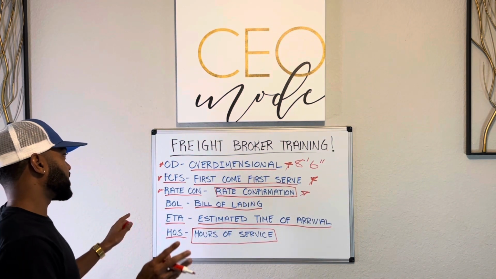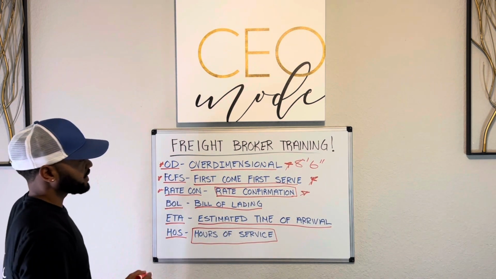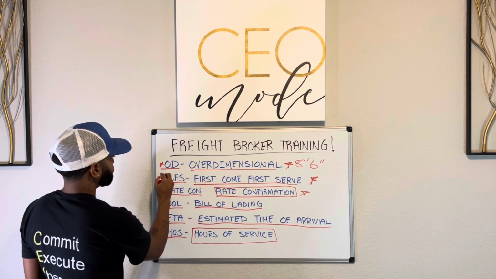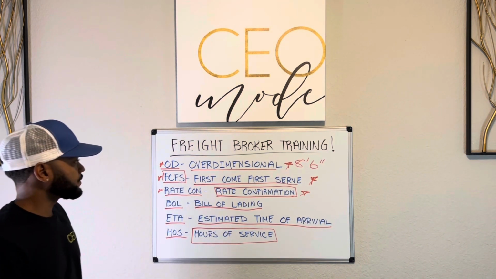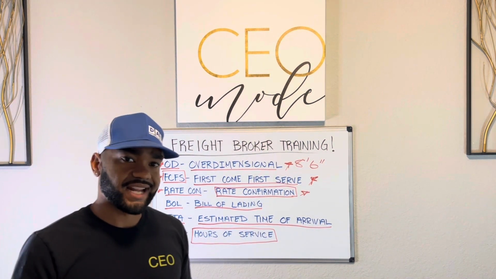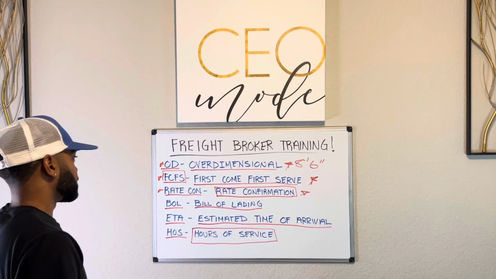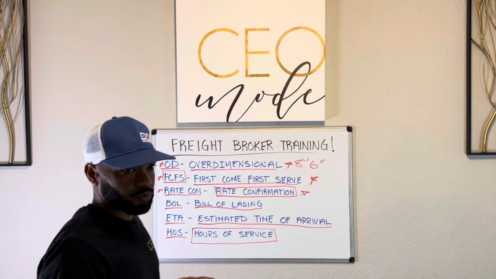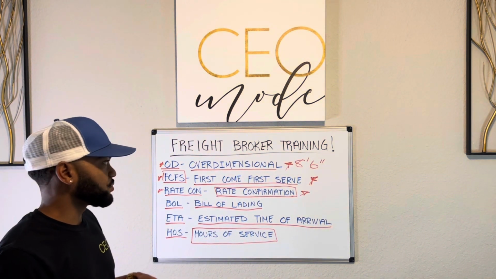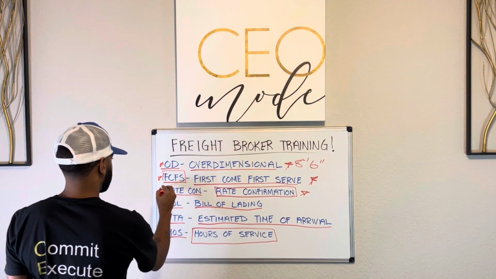So real quick, let's go back over. Let's cover what we went over. OD, over dimensional, anything over 8 feet 6 inches wide. First come, first serve means that the shipper is not requiring a set appointment. So whenever that trucker could make it there for pickup between the hours they set, it's going to be on a first come, first serve basis.